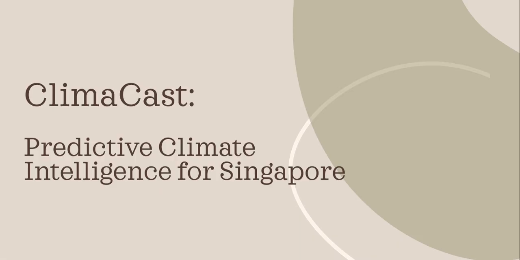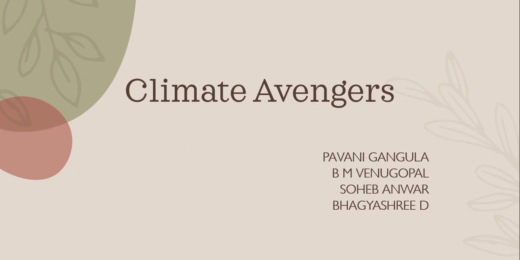We have built a project called ClimaCast. It is an AI powered weather intelligence solution designed for Singapore's dynamic temperature. In tropical Singapore, sudden weather shifts can disrupt city operations. So, our project tackles this by delivering accurate real time weather intelligence. Our team is called Climate Avengers and our team consists of 4 members.